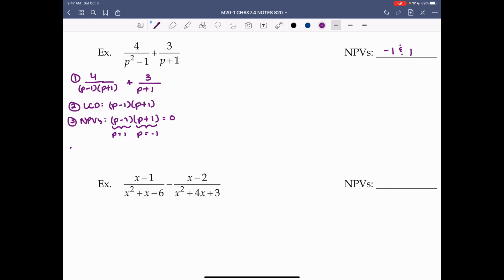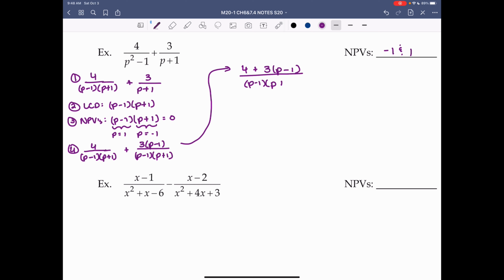Step 4, let's write these with common denominators and then combine them. The first fraction already has the common denominator, so I don't need to do anything: (p minus 1)(p plus 1). Second fraction, I need to multiply top and bottom by p minus 1: 3 times (p minus 1) over (p minus 1)(p plus 1). I can write them in one fraction now: 4 plus 3 times (p minus 1) over (p minus 1)(p plus 1).